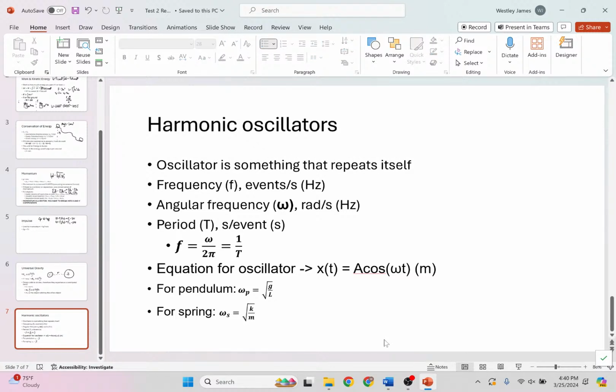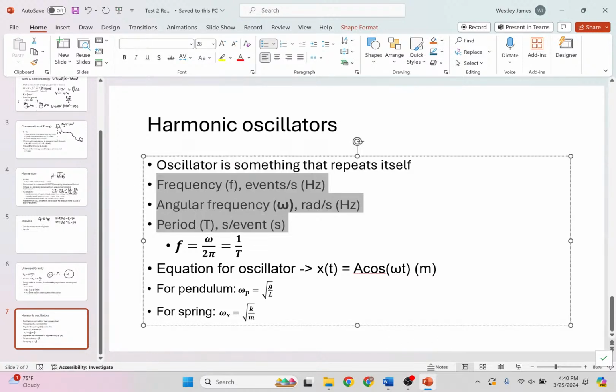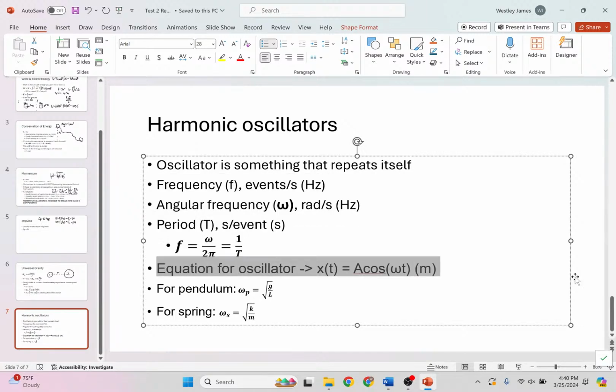So let's go ahead, and again, when it comes to the oscillator stuff, do you know what the variables mean? And then there's an equation for a pendulum and an equation for a spring, but that's just math. There's nothing too fancy there conceptually. Conceptually, this is the part that's in the equation for the oscillator.